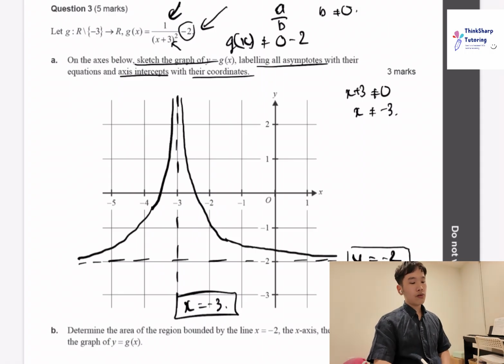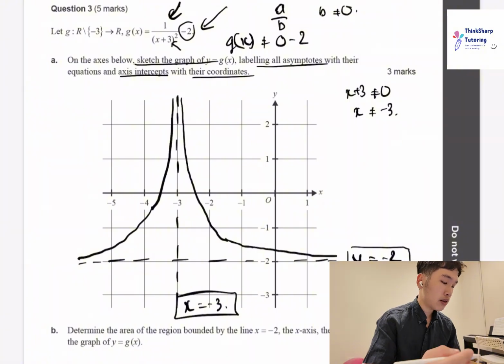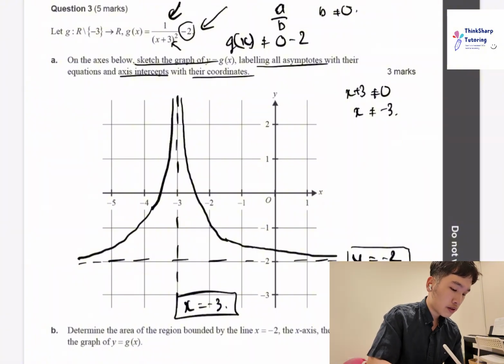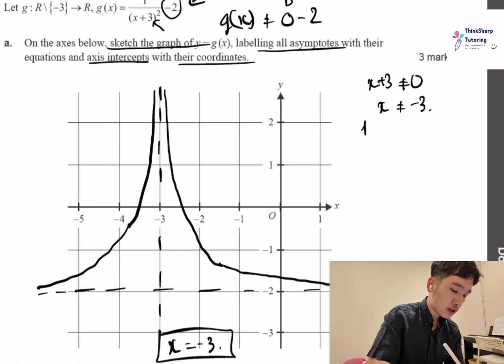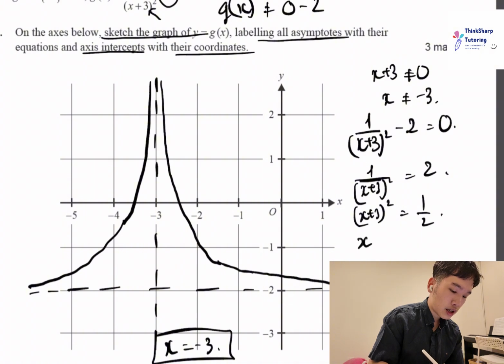And next we want to solve for the x-intercepts. To find the x-intercept, we make y equal to 0. So we have 1 over (x + 3) squared minus 2 equals 0. That means 1 over (x + 3) squared equals 2. Then we continue solving that. (x + 3) squared equals 1/2. So x + 3 obviously equals plus or minus 1 over square root 2.